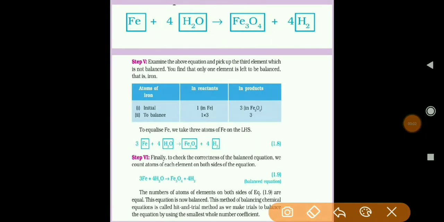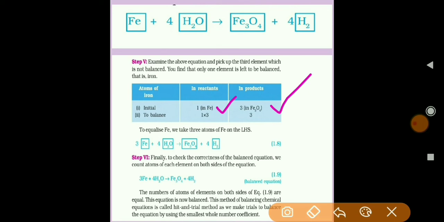Step 5. Already we balanced oxygen and hydrogen. Then it is turned to the last element. So pick up the third element, that is iron. Atoms of iron initially are 1 in iron and 3 in ferric oxide on the product side.